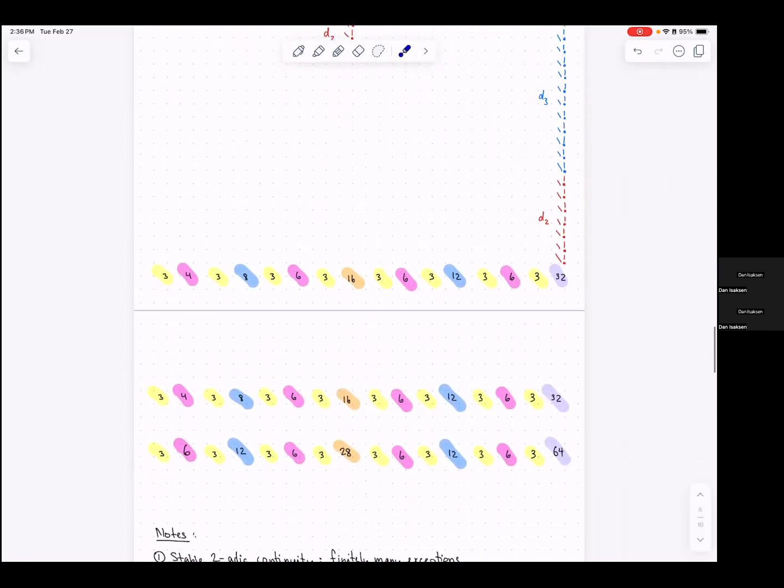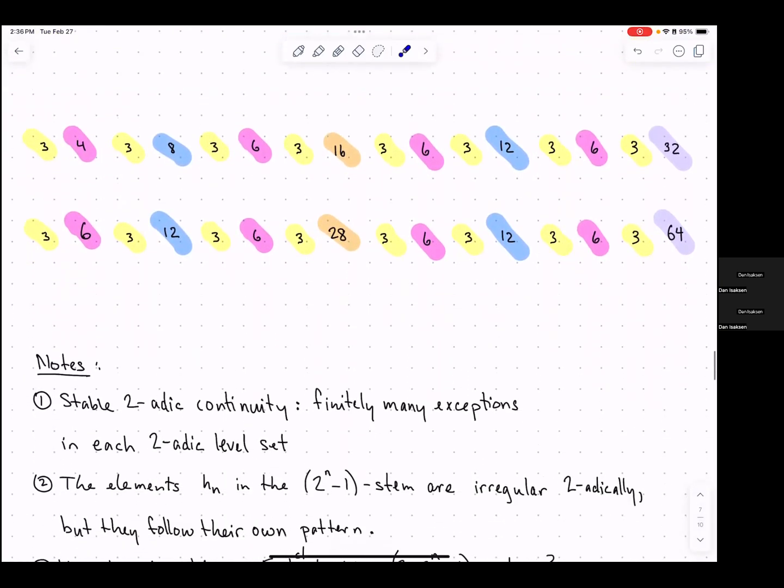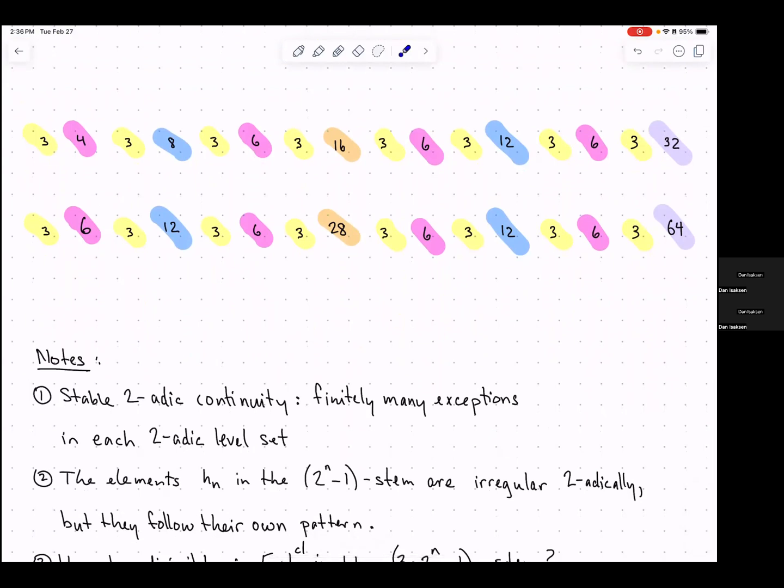Okay, so what I wrote out here, I didn't draw the pictures, but I wrote out the orders of those h0 towers in all these different steps. So what do you see here? Look at the yellow: every other one is a 3, and then every fourth one is a 4, and then 6, 6, 6, 6, 6. So there's some sort of stable two-adic continuity where there are finitely many exceptions in each two-adic level set. If you take a fixed valuation, there might be exceptions at the beginning, but then it stabilizes. Like the pink ones stabilize with value 6, that's an exception.